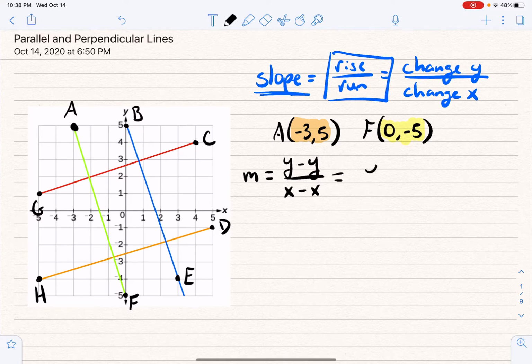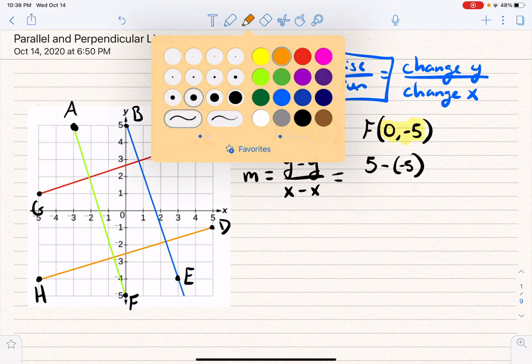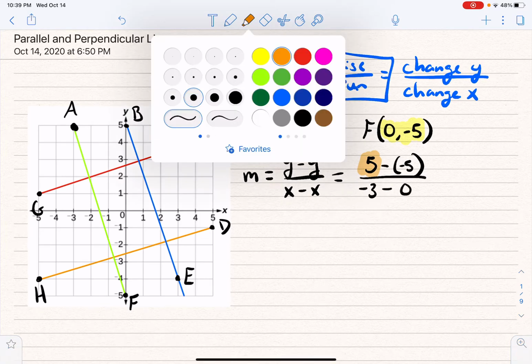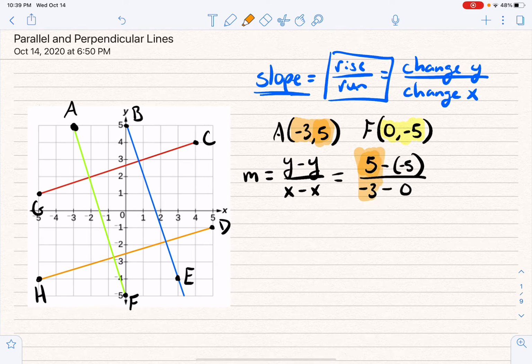So I could say 5 minus a negative 5. Notice I started with the orange one there. This 5 came from right here. If that one came first on the top, then on the bottom, the negative 3 has to come first, minus the 0. You can see how that works. These two both came from this point, and these two both came from this point.